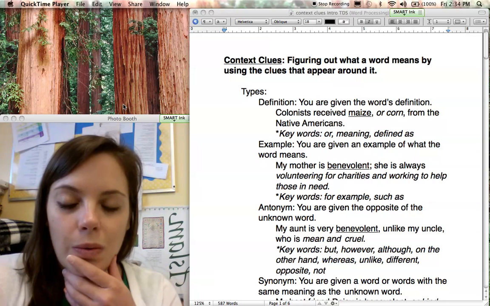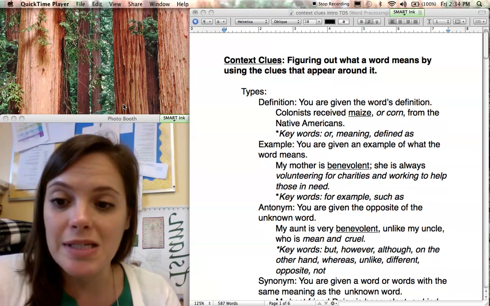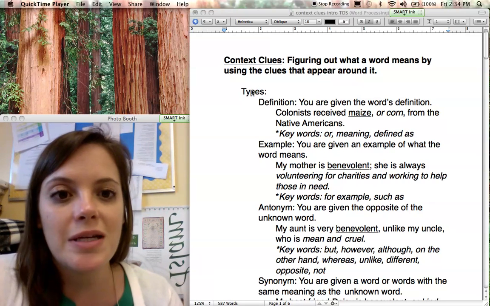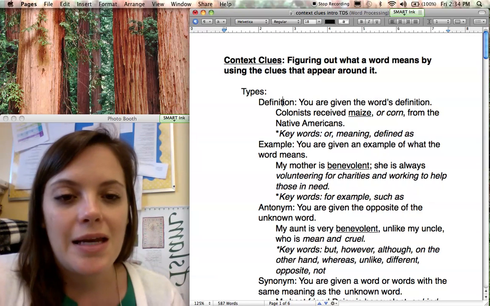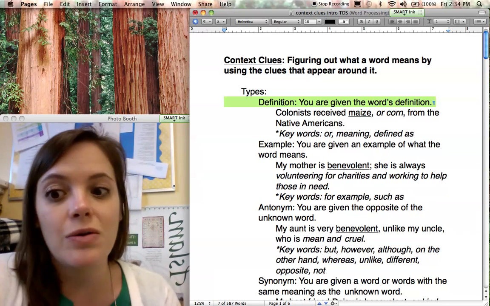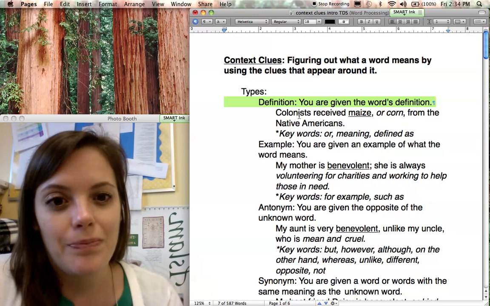So today I want to go through some different strategies that you can use to help you figure out the meaning of an unknown word. And the first one is definition. Now, sometimes authors make it real easy for you and give you the definition of the word you don't know. So here's an example.